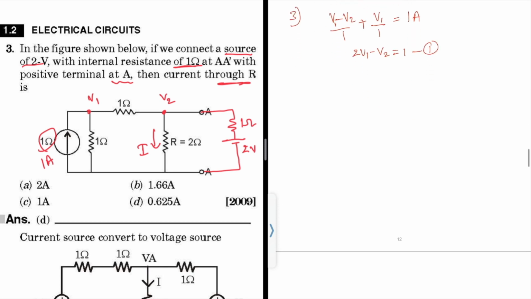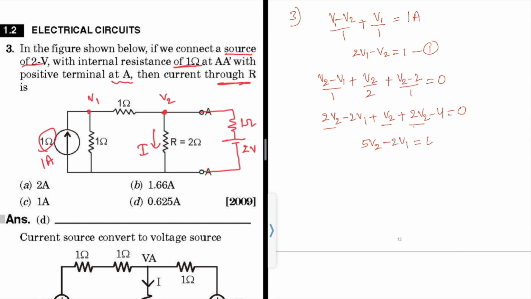Now coming to the second equation at V2: (V2 minus V1) by 1, plus V2 by 2, plus (V2 minus 2) by 1 equal to 0. Multiply with 2 on LHS and RHS: 2V2 minus 2V1 plus V2 plus 2V2 minus 4 equal to 0. So 2V2, 2V2 and V2 will be 5V2 minus 2V1 equal to 4.